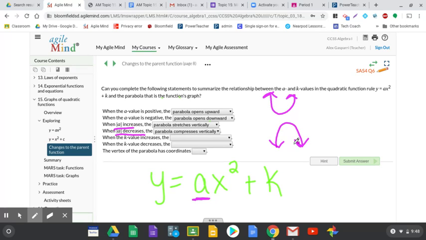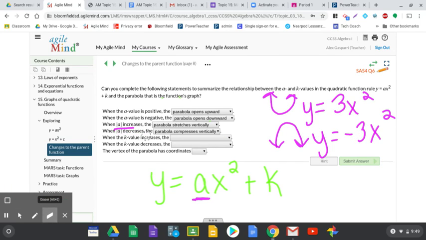So think about it, guys. If we have y equals 3x squared and y equals negative 3x squared, they both have the same absolute value, right? The absolute value of 3 is 3. The absolute value of negative 3 is also 3. So they both get stretched by a factor of 3. The only difference is positive 3 opens upward, the negative 3 would open downward.